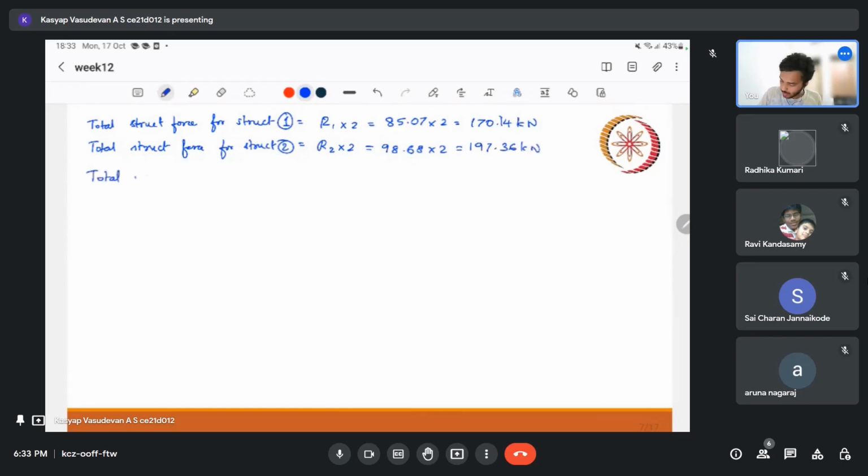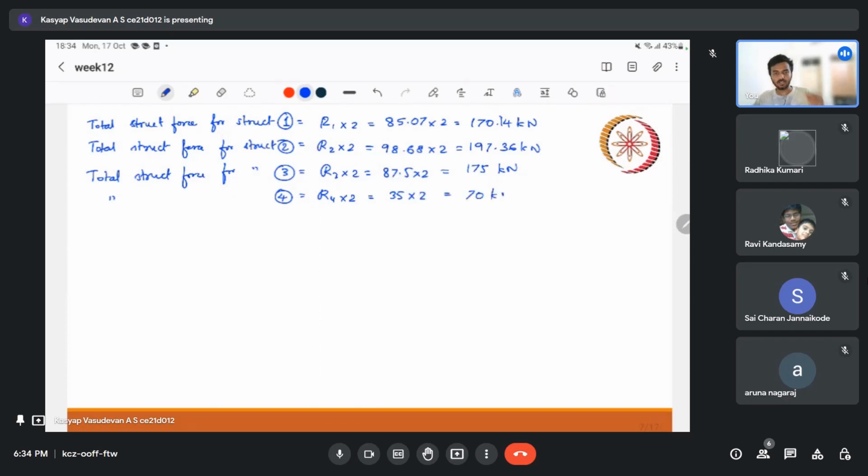Total strut force for strut 3 is R3 into 2, that is 87.5 into 2, that is 175 kilonewton. Similarly, the strut force for the fourth one, that is R4 into 2, is 35 into 2, that is 70 kilonewton. So we have the strut forces.